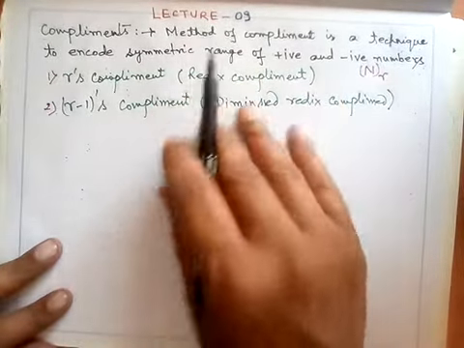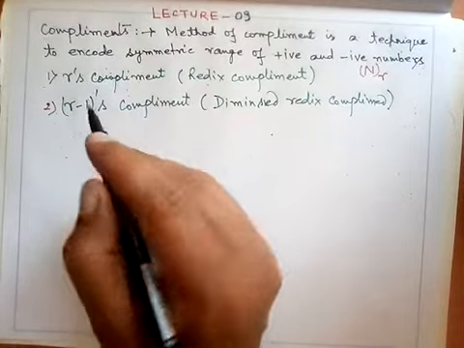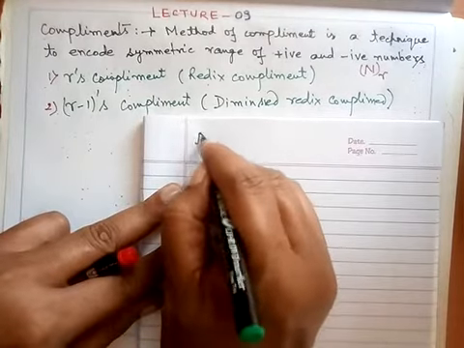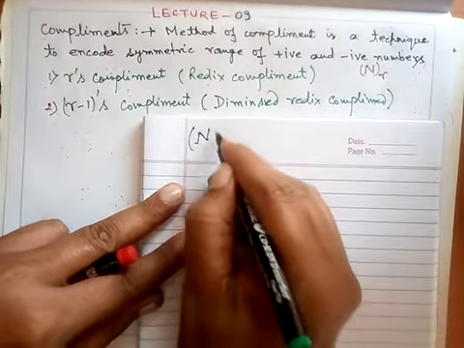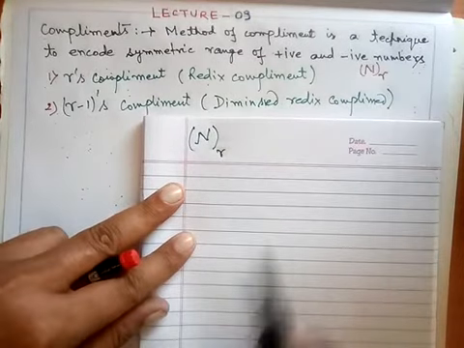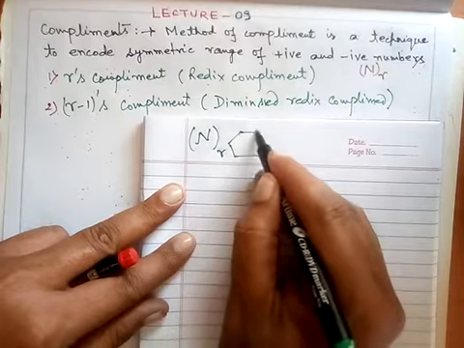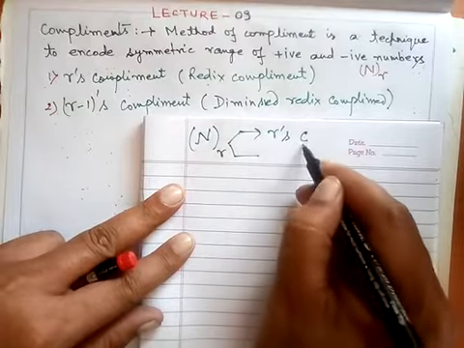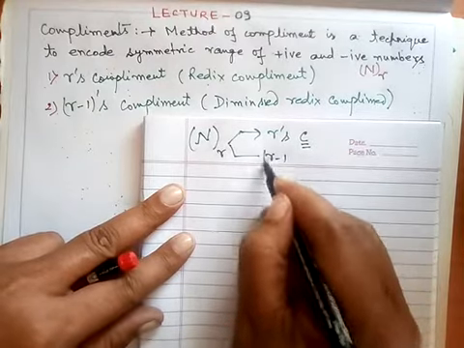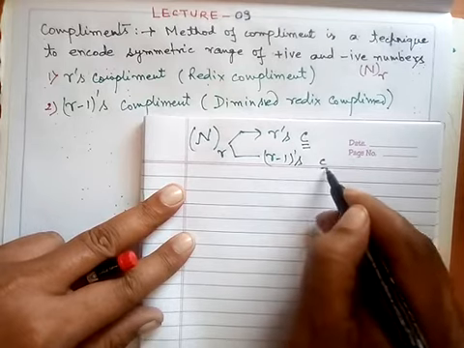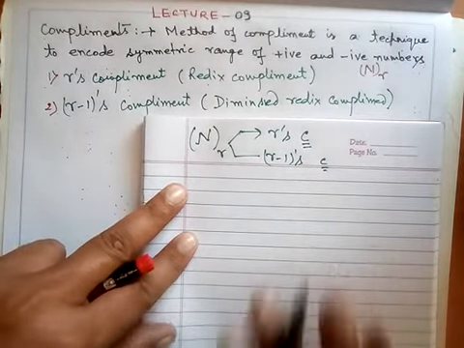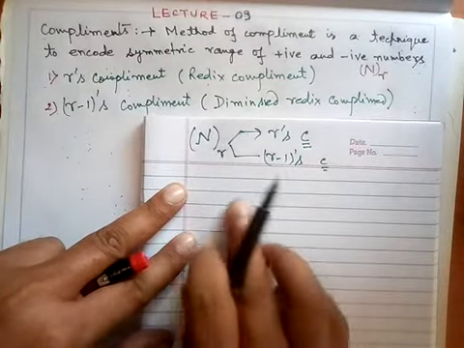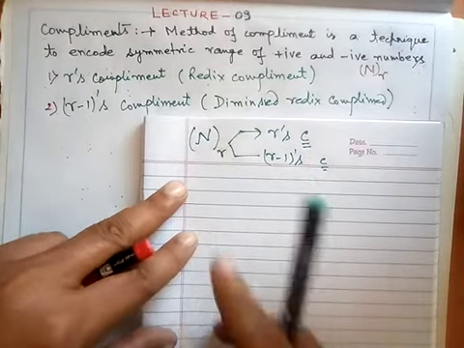Now just try to understand what you mean by R's complement and R minus 1's complement. If there is a number n with base R, it will have 2 types of complement. One is called the R's complement, which I am representing by RC, C for complement, and the other is R minus 1's complement. So every number with base R will have 2 types of complement, R's complement and R minus 1's complement.